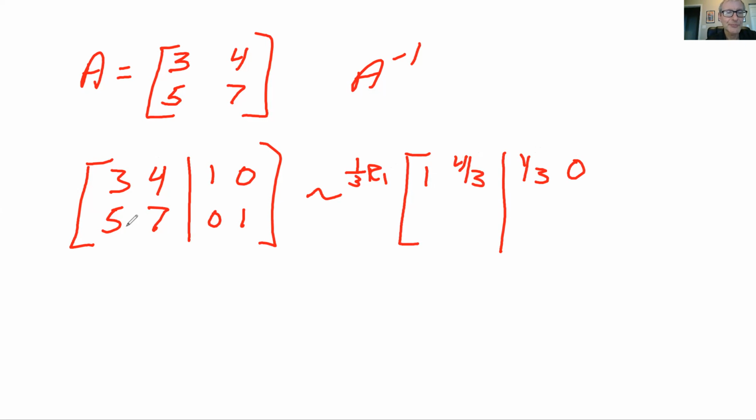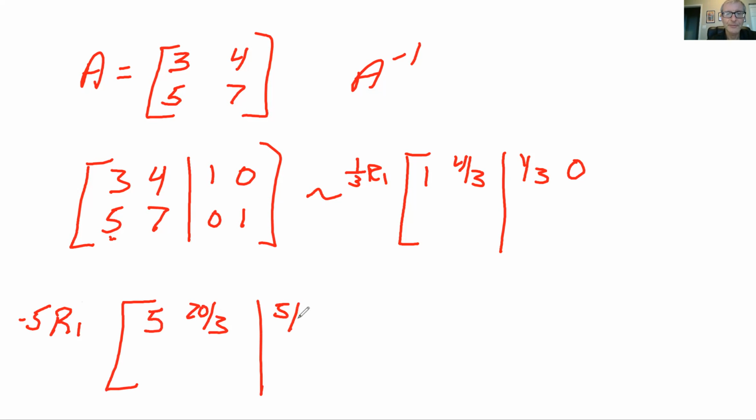So the next step is we want this to go to 0, right? We want this 5 to end up going to 0. So how do we do that? Well, what you're going to do is take the row 1 that we just did now, and multiply it by -5. And when you do that, you get what? You get 5, and then you would get 20/3. You would get 5/3, and you would get 0.